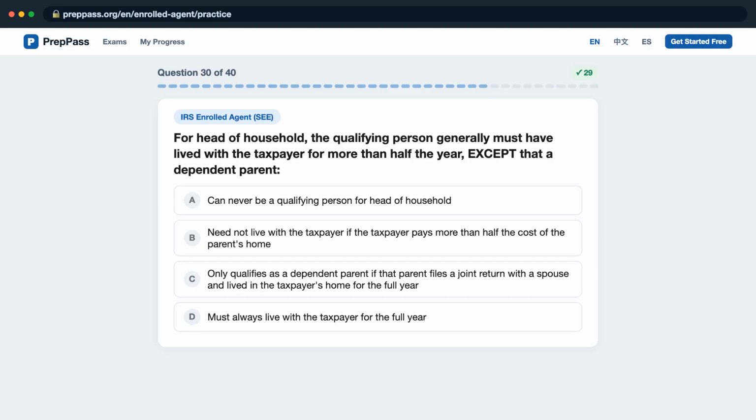Question 30. For head of household, the qualifying person generally must have lived with the taxpayer for more than half the year, except that a dependent parent, is it A, can never be a qualifying person for head of household? B, need not live with the taxpayer if the taxpayer pays more than half the cost of the parent's home? C, only qualifies as a dependent parent if that parent files a joint return with a spouse and lived in the taxpayer's home for the full year? D, must always live with the taxpayer for the full year?